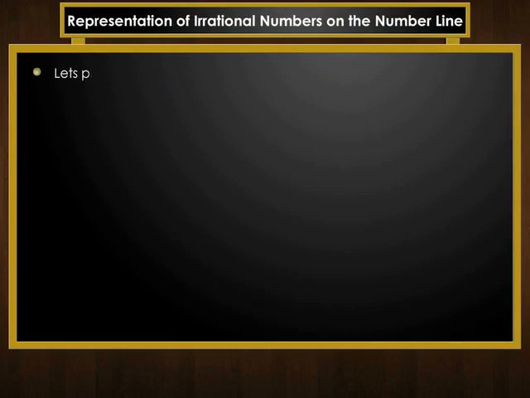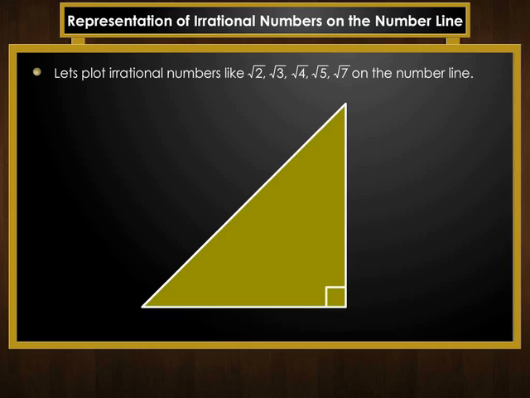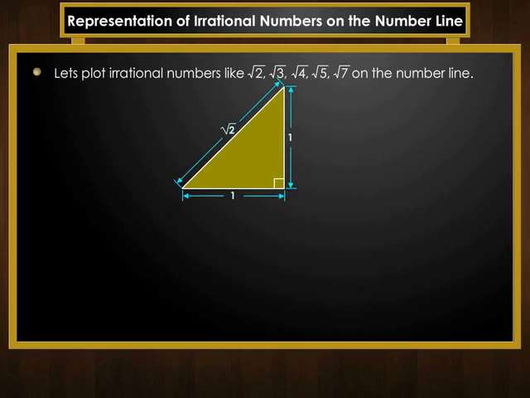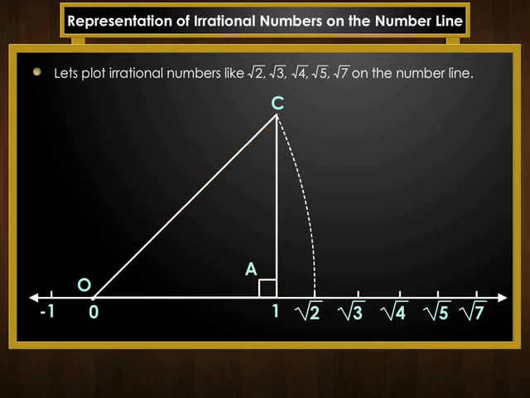Let's now see how we can plot irrational numbers like √2, √3, etc. on the number line. You know, we can also plot these irrational numbers on number line. Let's first make a triangle with measure of 2 of its sides as 1. By using Pythagoras' theorem, the hypotenuse will be square root of 2. Let's now place this triangle on the number line. As you can see, if we plot the length of OC on the number line, we get a measure of √2 on the number line.